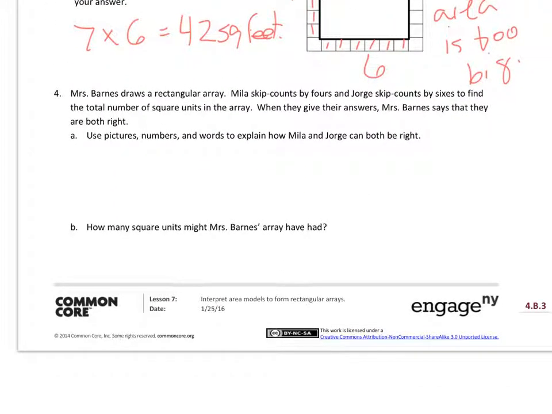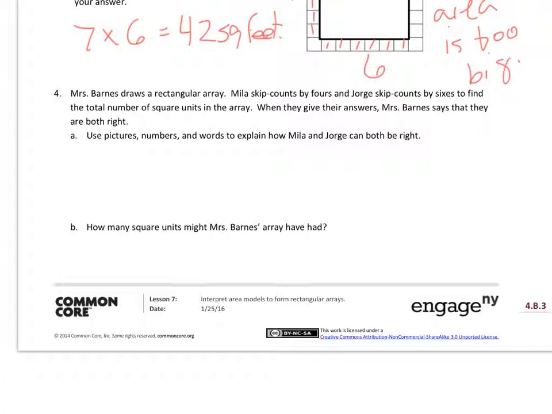Okay, number 4 says, Mrs. Barnes draws a rectangular array. Mila skip counts by 4s and Jorge skip counts by 6s to find the total number of square units in the array. When they give their answers, Mrs. Barnes says that they are both right. Use pictures, numbers, and words to explain how Mila and Jorge can both be right. How many square units might Mrs. Barnes' array have had?